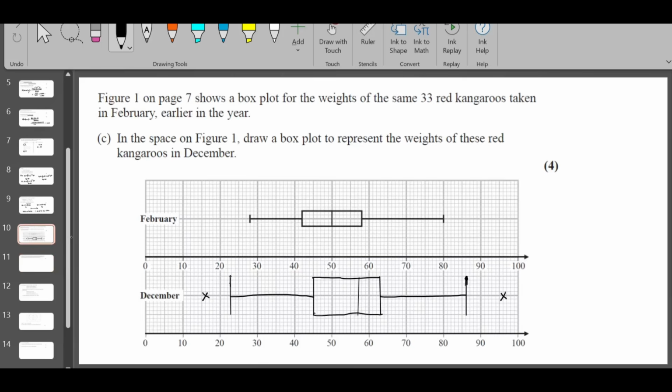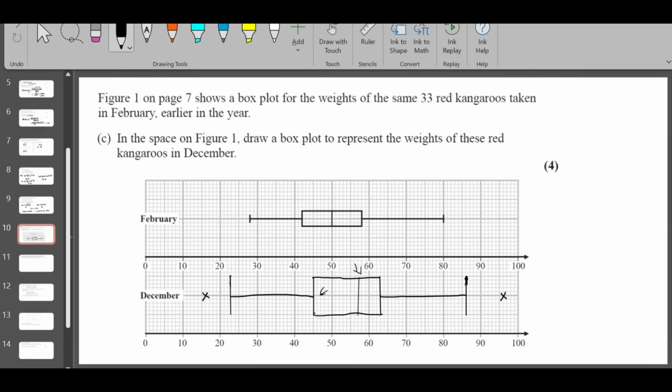Look at this diagram. Look at the median in February. It's almost equal to 50, right? Here we have 57. So first you need to write using the median. You need to write: median weight in December, which is 57 kilograms, is higher than the median weight in February, which is approximately equal to 50 kilograms. So the kangaroos are generally heavier in December. That's one point.